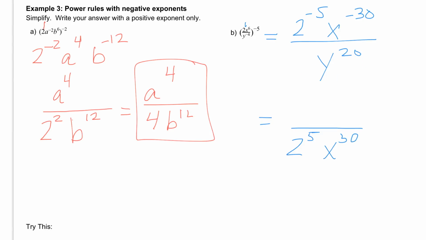And then y to the 20th, this 20 is positive. It's a positive exponent, so that's going to stay where it's at, which is in the denominator. And remember, if we have all this stuff in the denominator and nothing left, we can always put a 1 in its place. Our last step here is to evaluate our number, which is 2 to the 5th. And 2 to the 5th is 32. So we end up with 1 over 32, x to the 30th, y to the 20th.